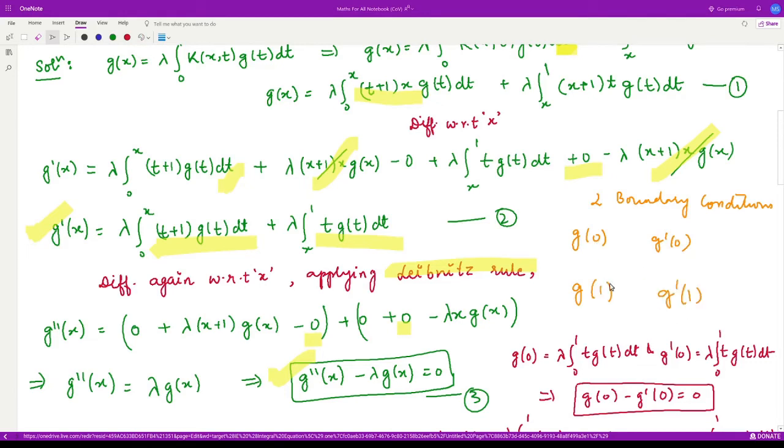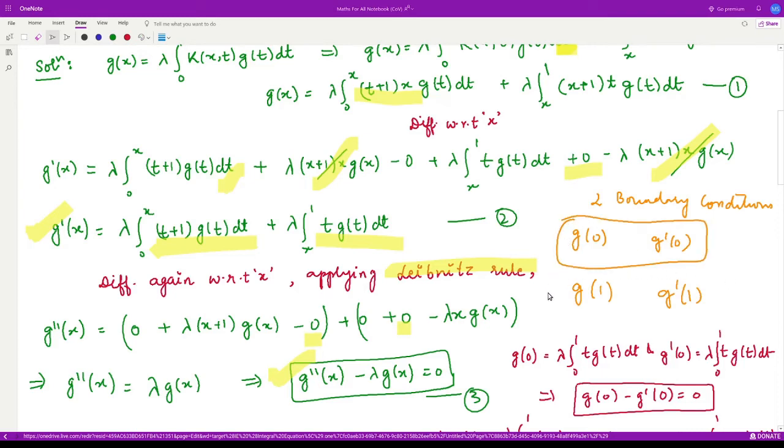Why at 0 and 1? Because these are the end points, the intervals, right? 0 to 1 in which x belongs. And we'll see what is the relation between these two. Do they form some equation?